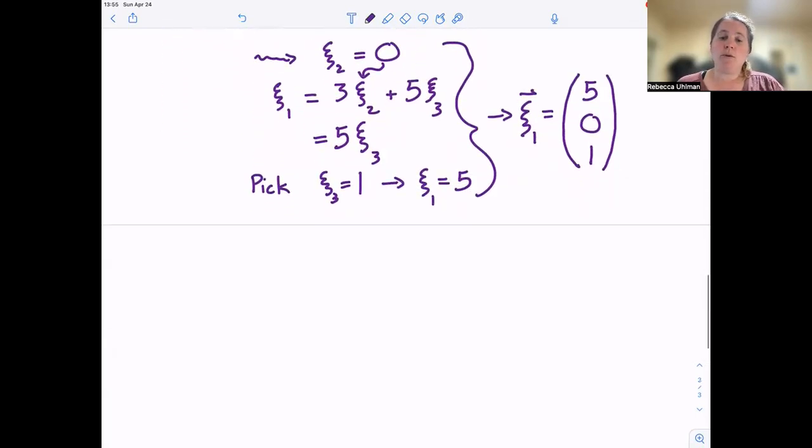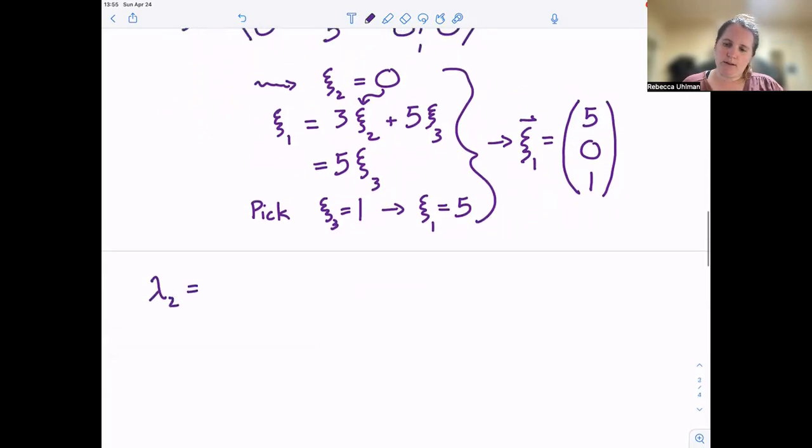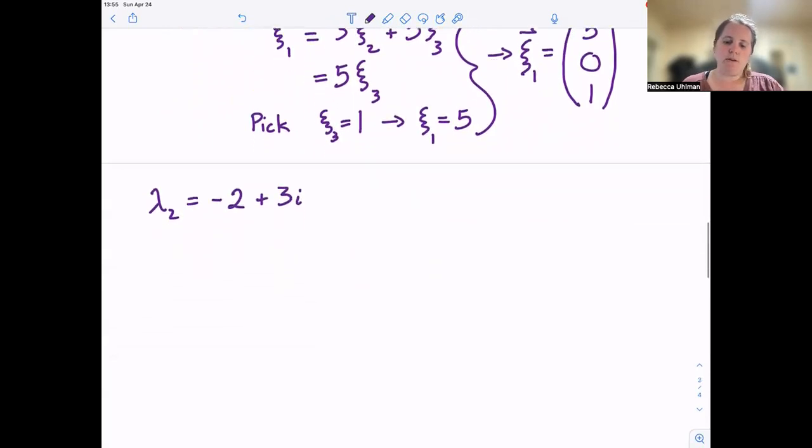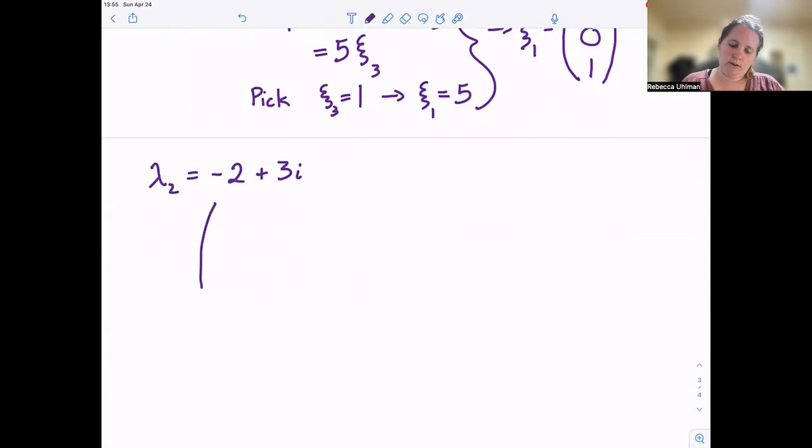Now let's go ahead and work with one of our complex eigenvalues. We do not need to deal with both. So let's work with lambda 2, which was negative 2 plus 3i. So once again, we consider our matrix.